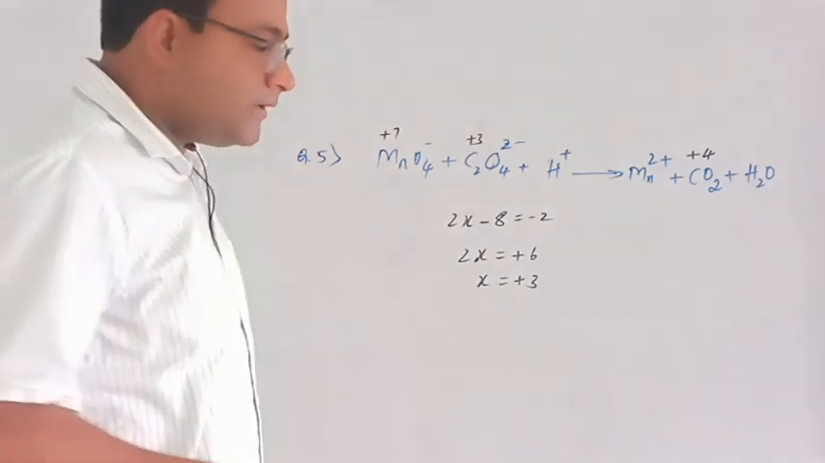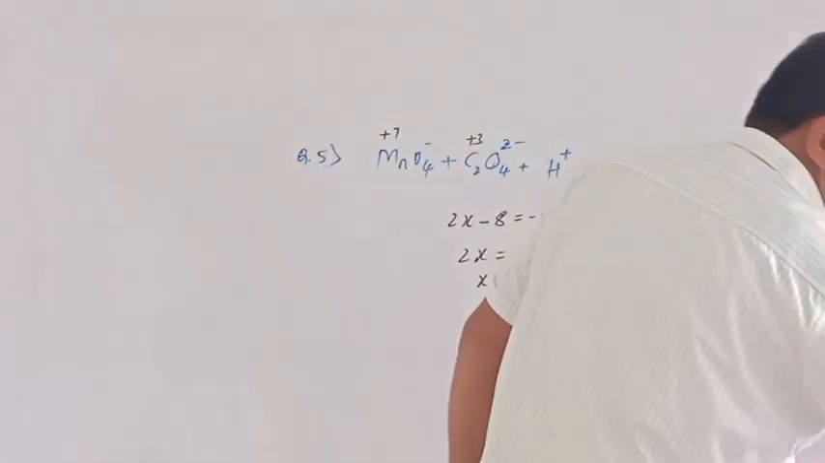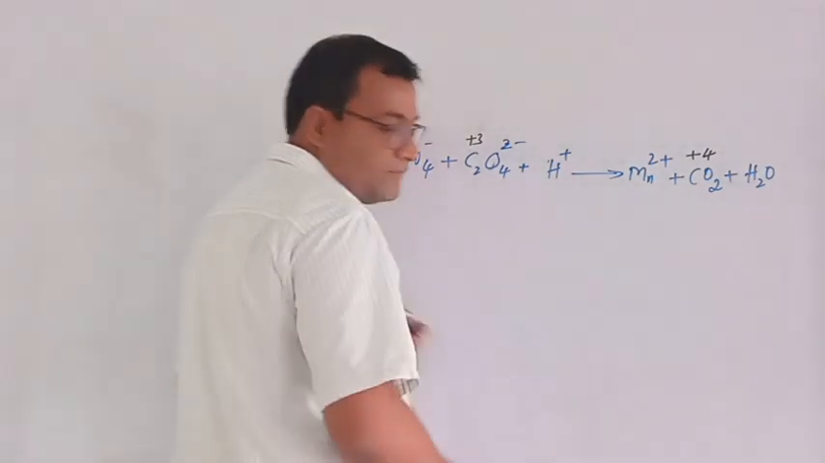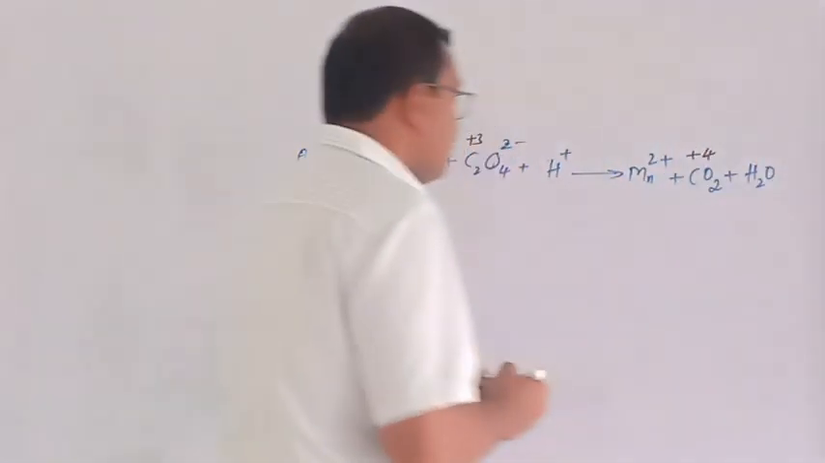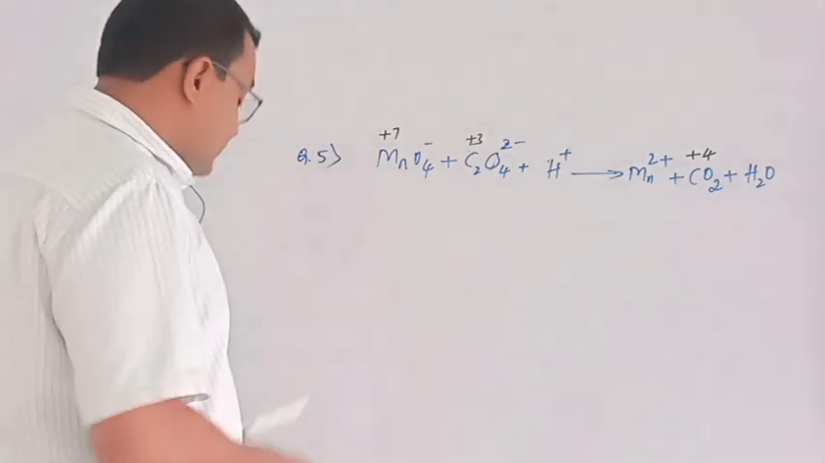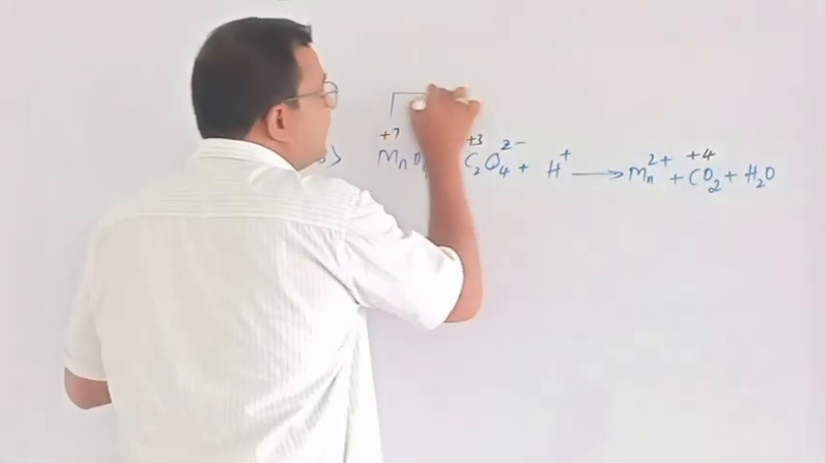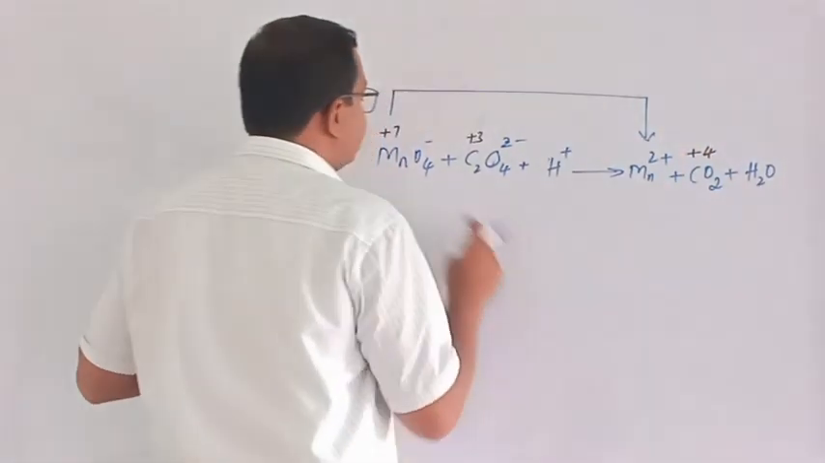Now after that you just draw which one will get oxidized and which one will get reduced. Now before that, which one will get oxidized? Let's see. Mn to Mn, we will draw lines like this.